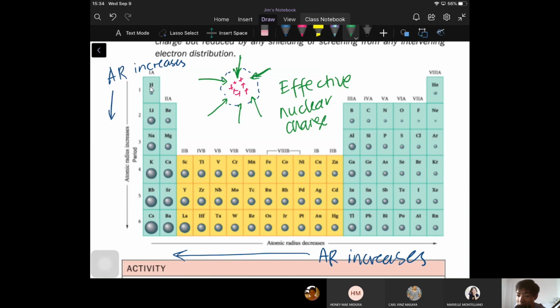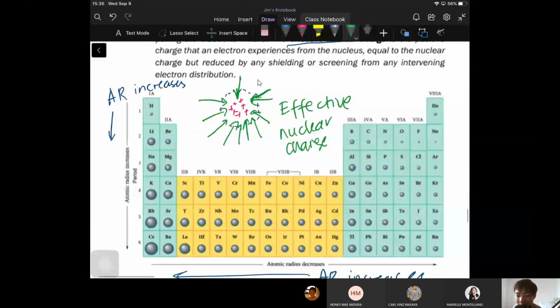Atomic radius increases from top to bottom because the energy level increases. The atomic radius increases from right to left. Because on the left side, there are only a few protons. On the right side, there are many protons. So when there are few protons, there's little pull on the electrons. When there are many protons, the electrons are pulled inward, so the atom gets smaller. So that's the trend of atomic radius.